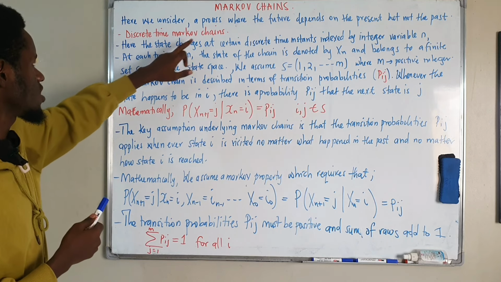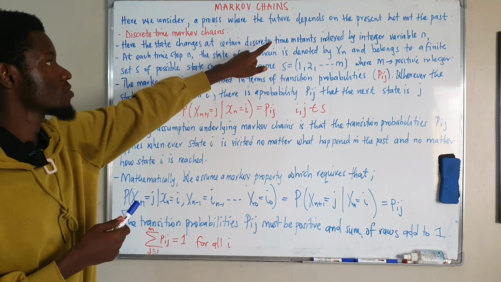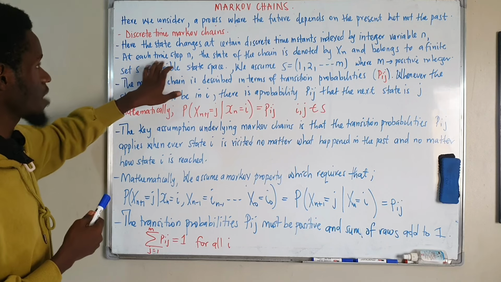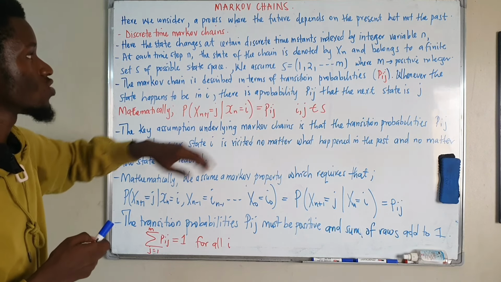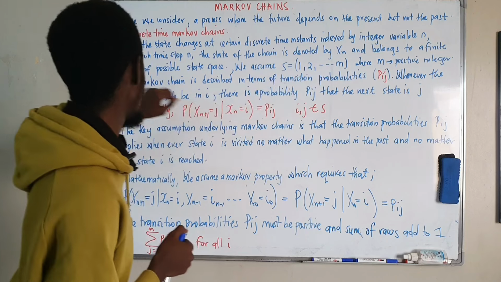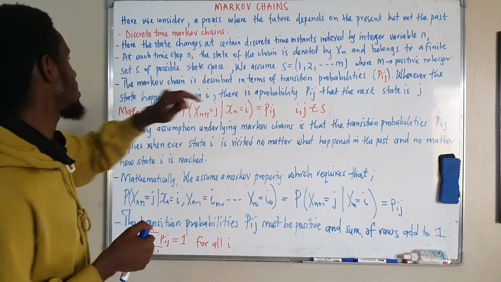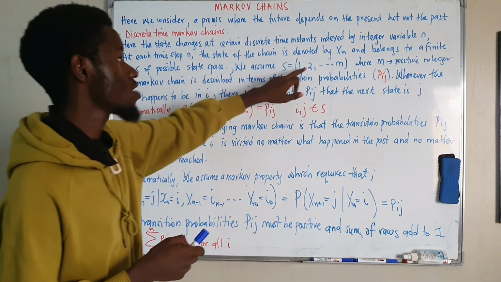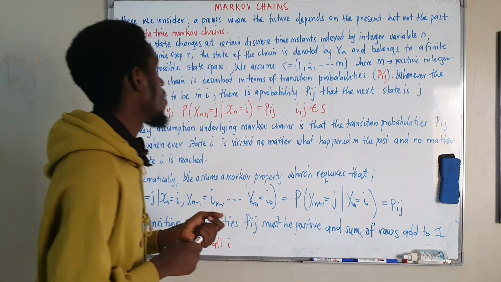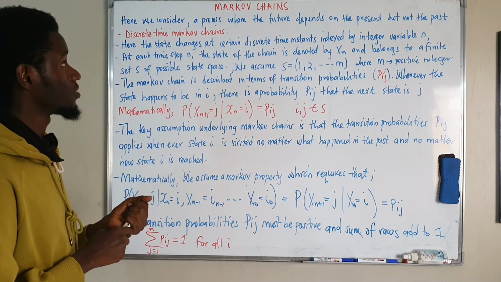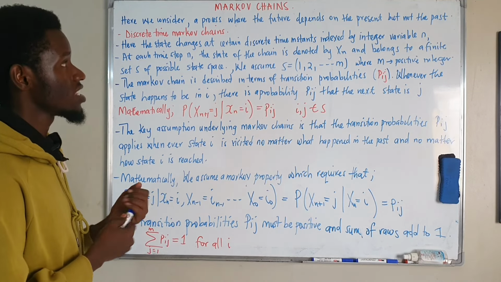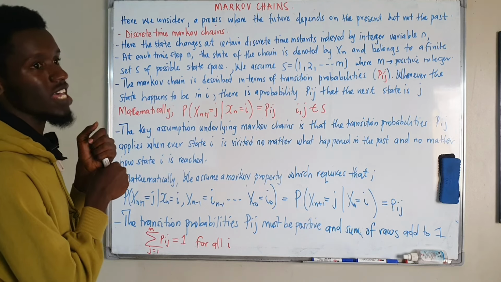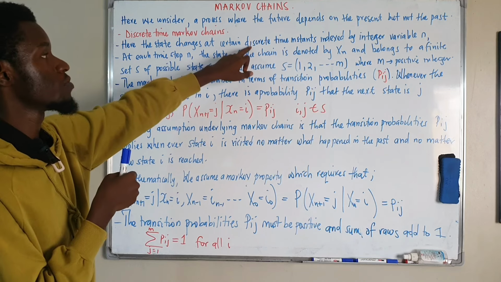Under discrete Markov chains, the state changes at discrete time instances indexed by the integer n, and at each time step n, the state of the chain is denoted by xn and belongs to a finite set of possible states, the state space. We assume our S to be 1, 2, up to m, where m is a positive integer. We are going to divide our time into different time slots, but these time slots have to be discrete time instances.